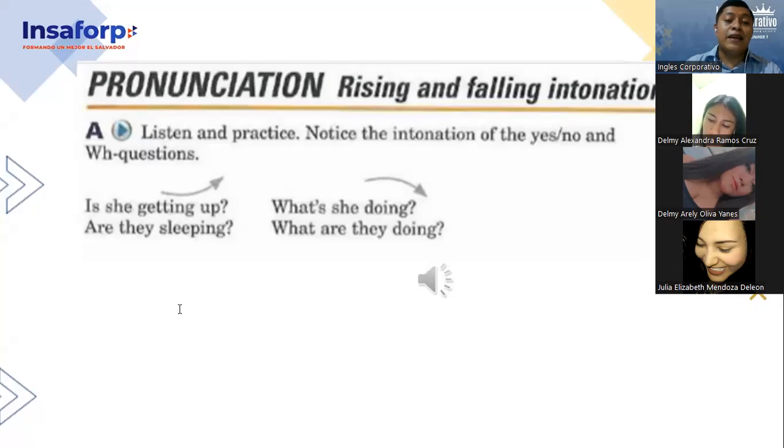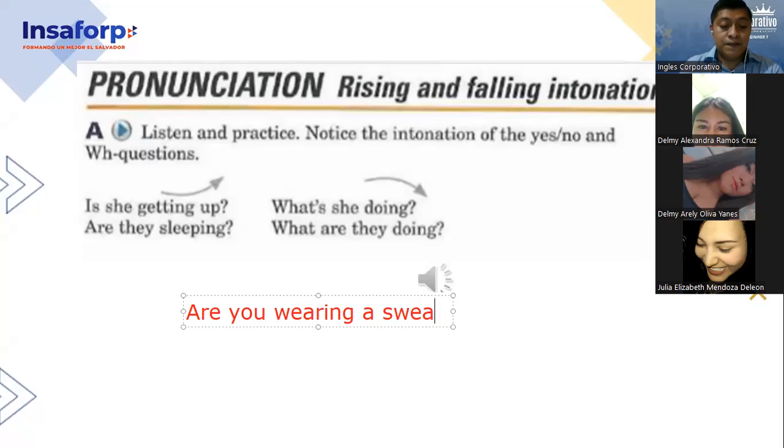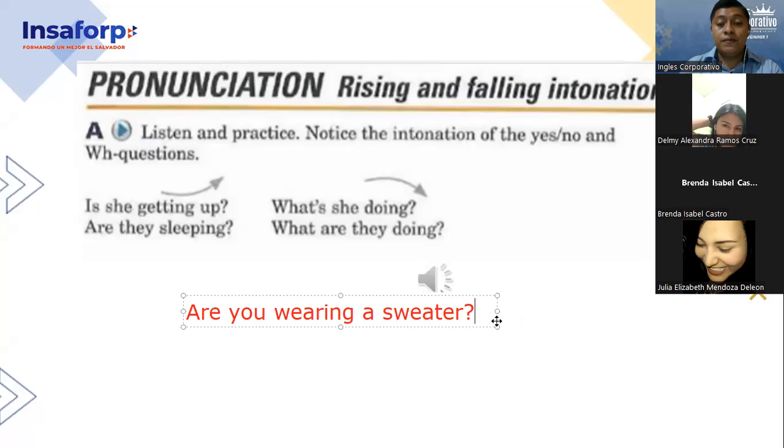Now let's see what is the correct intonation in the following question. Is it raising or falling? Raising or falling intonation in this question. It's raising, right? Can you please read it, Brenda? Brenda, can you please read this question?